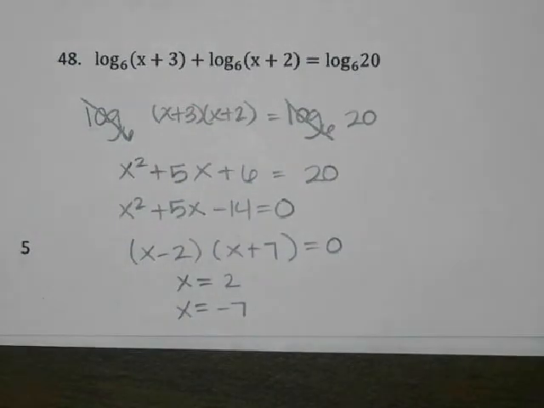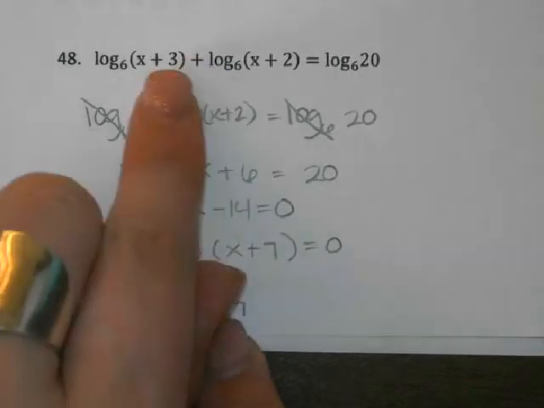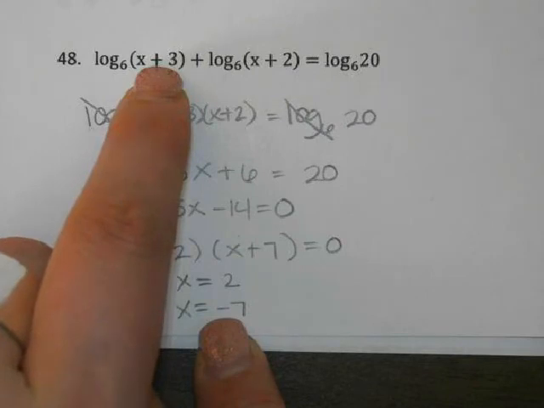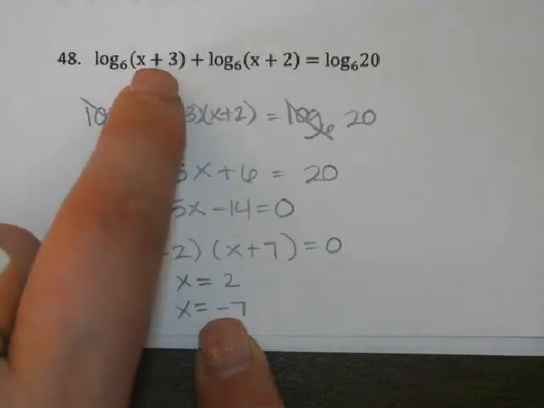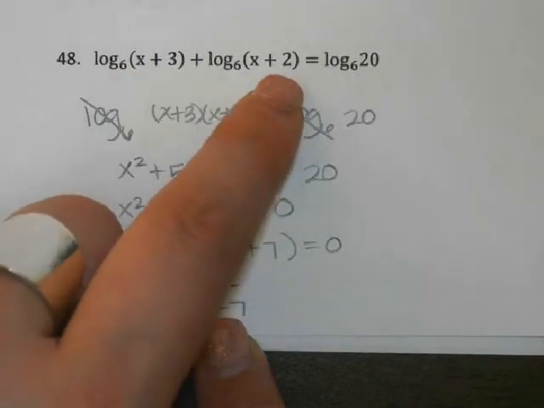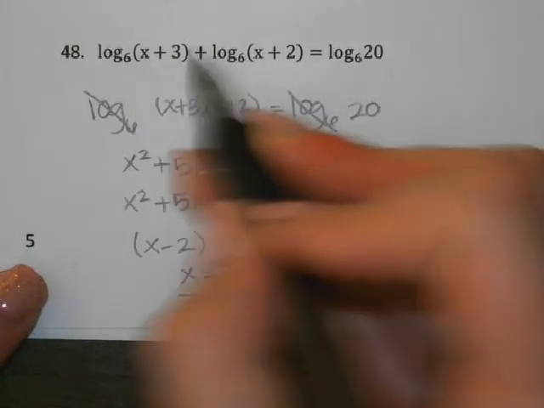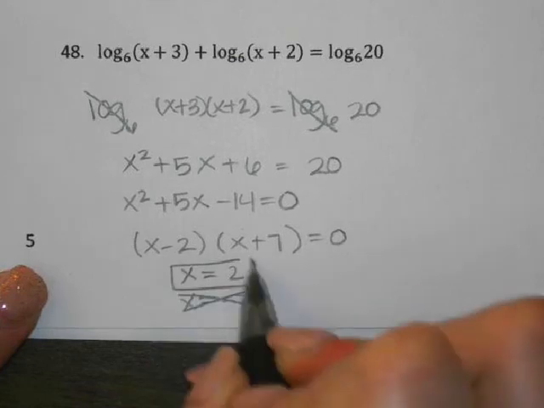Do we box them both? No. Which one doesn't get boxed? Negative 7. If you tried to plug negative 7 in right here, negative 7 plus 3 is negative 4, and you can't take the log of negative 4. Negative 7 plus 2 is also a negative, and so negative 7 just really doesn't work. Positive 2 is good, because you still have positives when you plug it in.